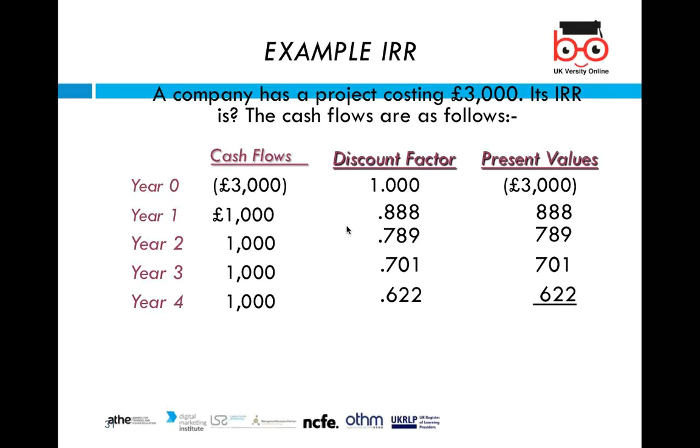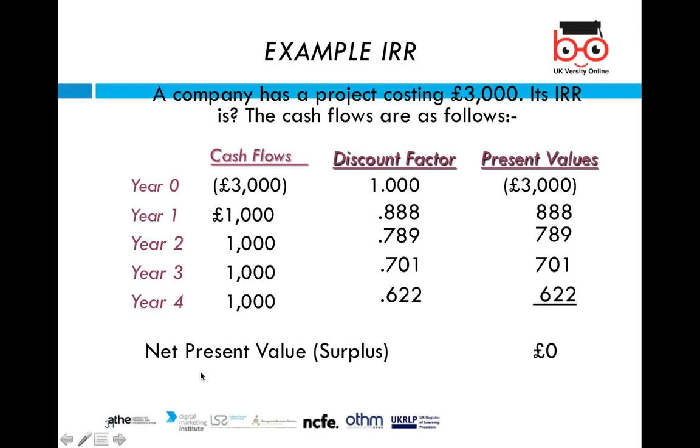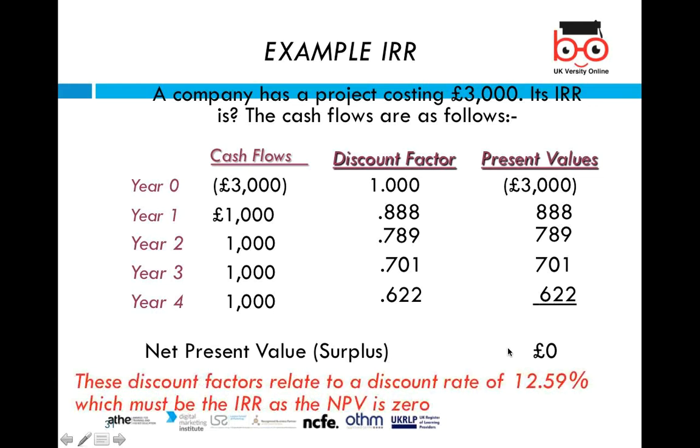There is a table. We will show it in the next lesson. But for this session, we will compare the present value by multiplying our original cash flow by the discount factor, and then we will see that the net present value is zero. In the other way, we are doing the net present value, which is surplus, is zero. So the discount factors relate to a discount rate of 12.59%, which must be the IRR as the NPV is zero.